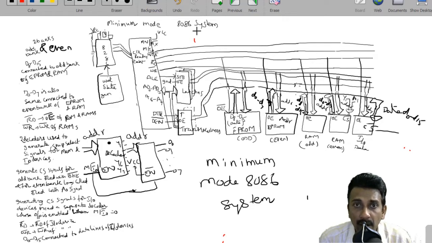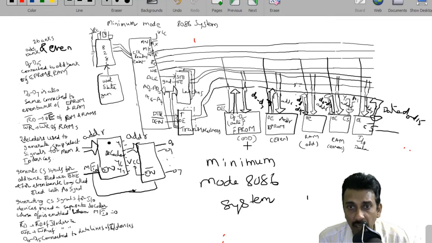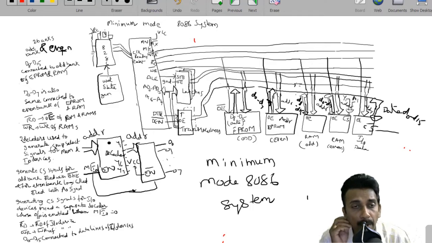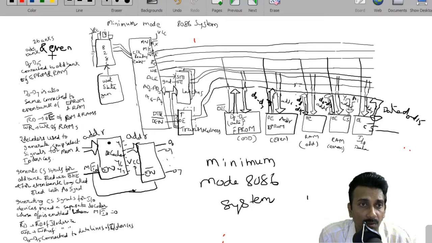In this minimum mode 8086 system, we consider the memory devices and IO devices as additional devices. That is the basic difference between the 8086 minimum mode configuration and the 8086 system, right? Now, when it comes to the memory part, the memory will be divided into two banks. One is the even bank and the second one is the odd bank.